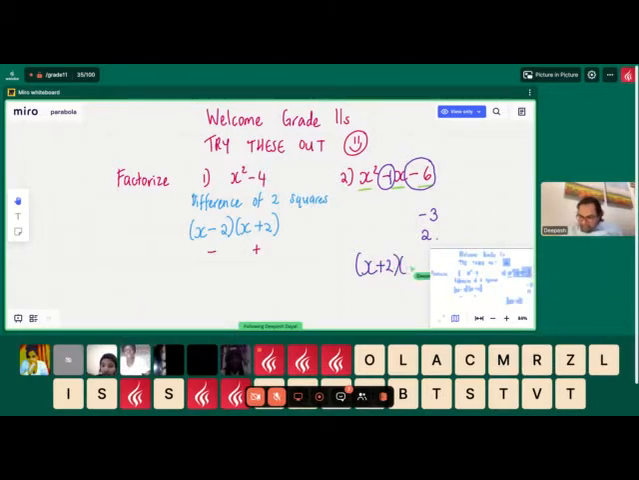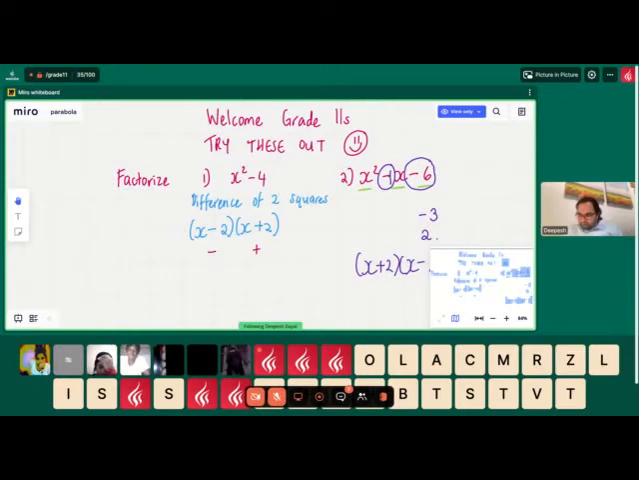Okay, so it's x minus 3, x plus 2. Well done. So those are our two brackets, x plus 2 and x minus 3. Great. Thank you for starting out the lesson with that. It will be really helpful now for us to use these types of factorizations in our parabolas.